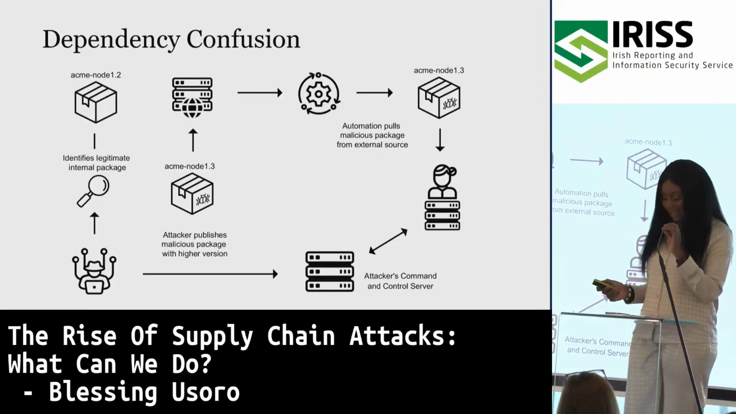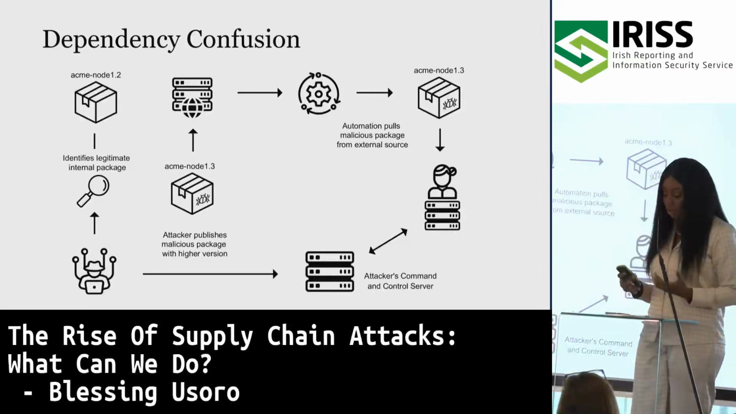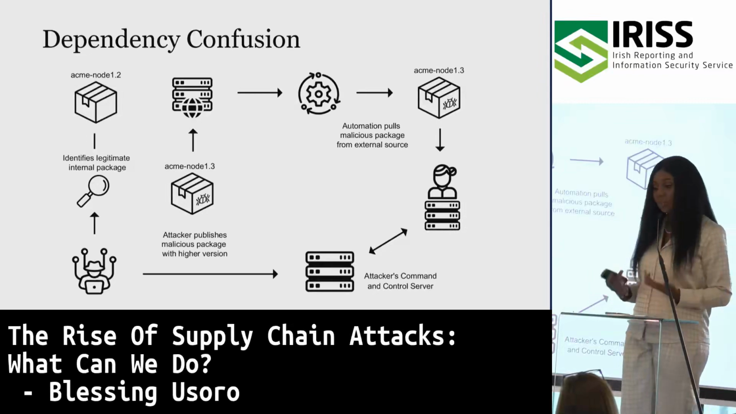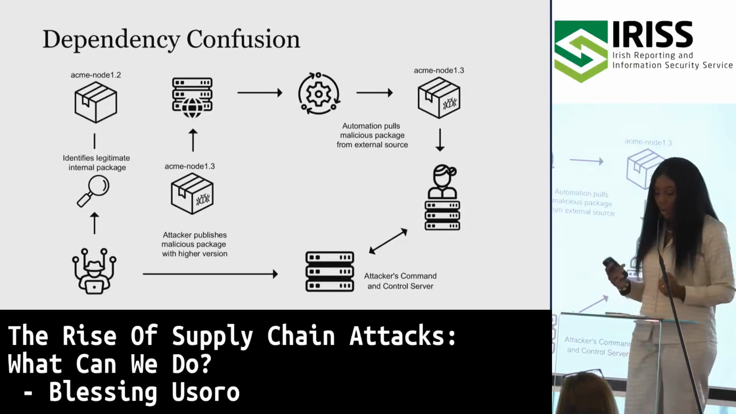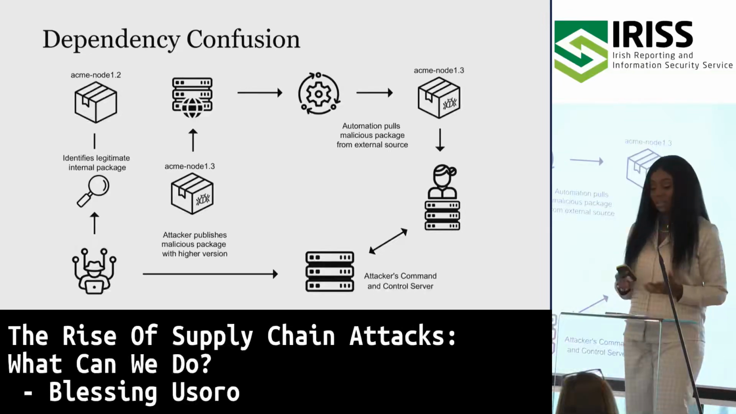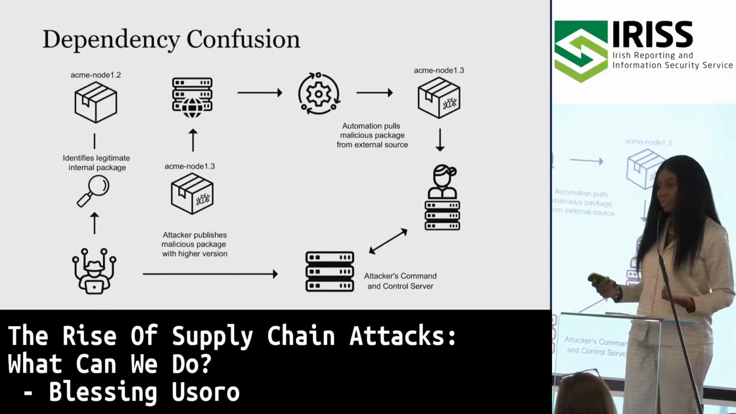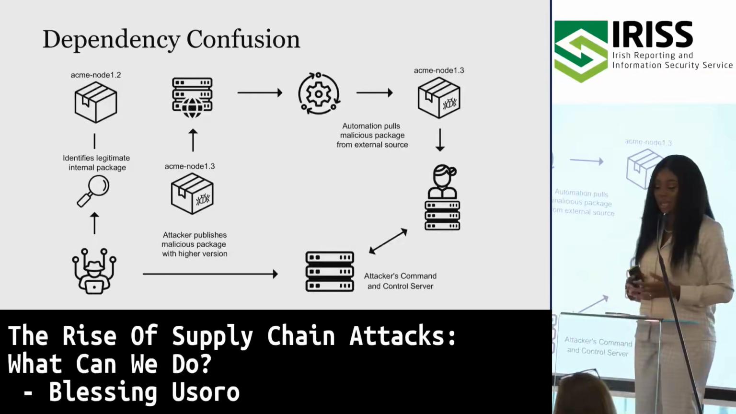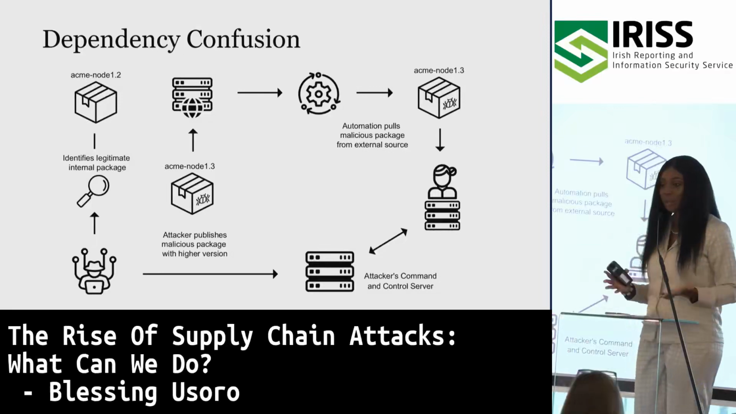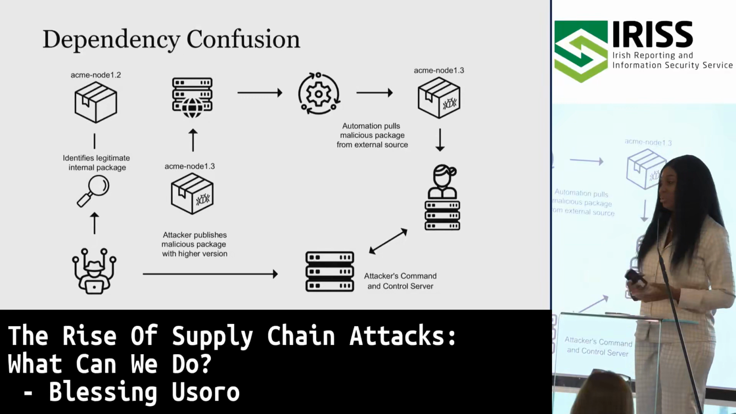This is a technique that involves tricking software installer scripts to pull in malicious packages from public repositories. How is this done? So when the attacker scans your network for information, all of this is around reconnaissance. They scan your network and they see that you have a legitimate package called ACME node 1.2, right?